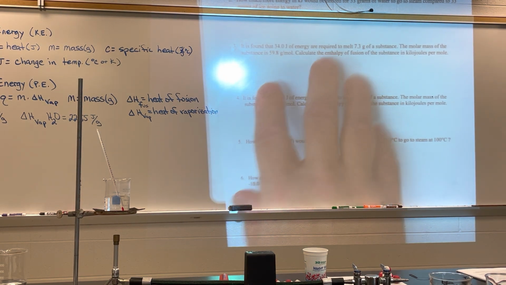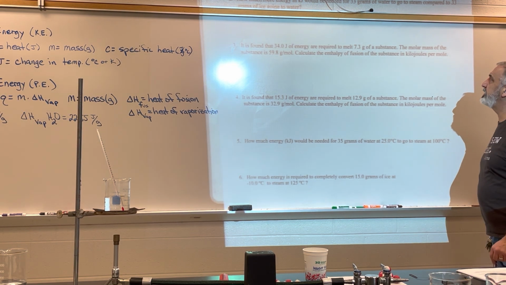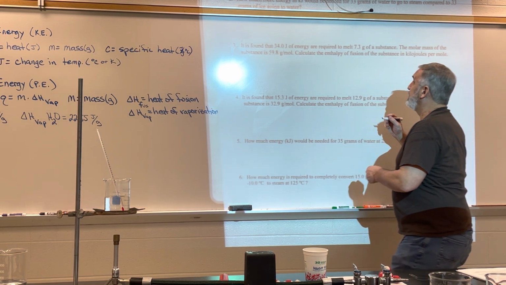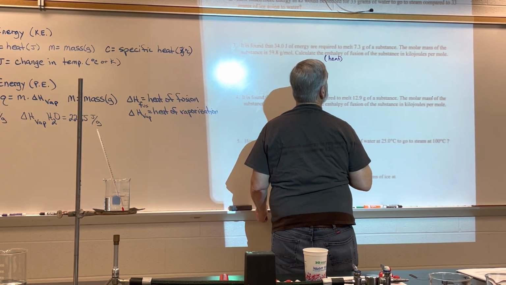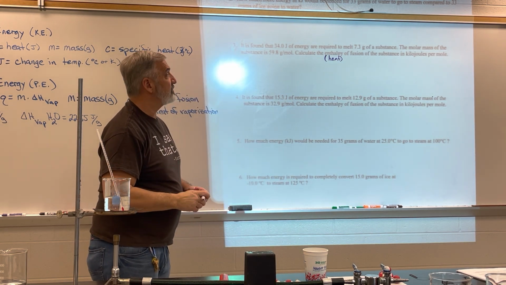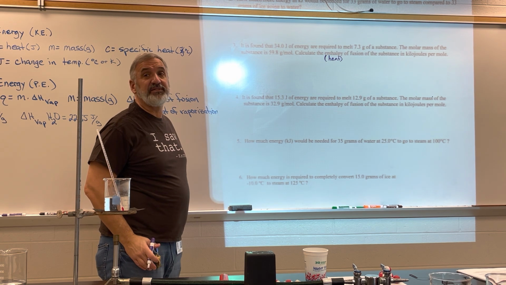Okay, so number 3. It is found that 34 joules of energy are required to melt 7.3 grams of a substance. The molar mass of the substance is 59.8. Calculate the enthalpy, the heat of fusion of the substance in kilojoules per mole. So I want kilojoules per mole. But what am I given?